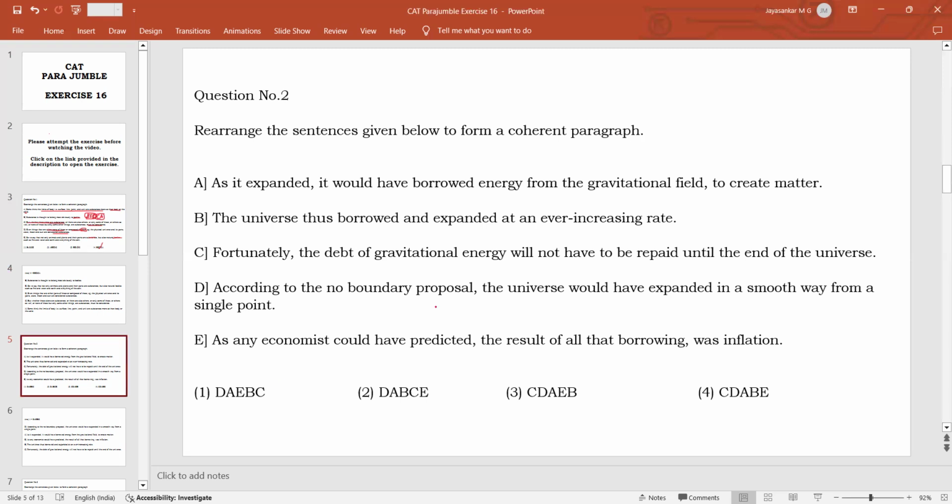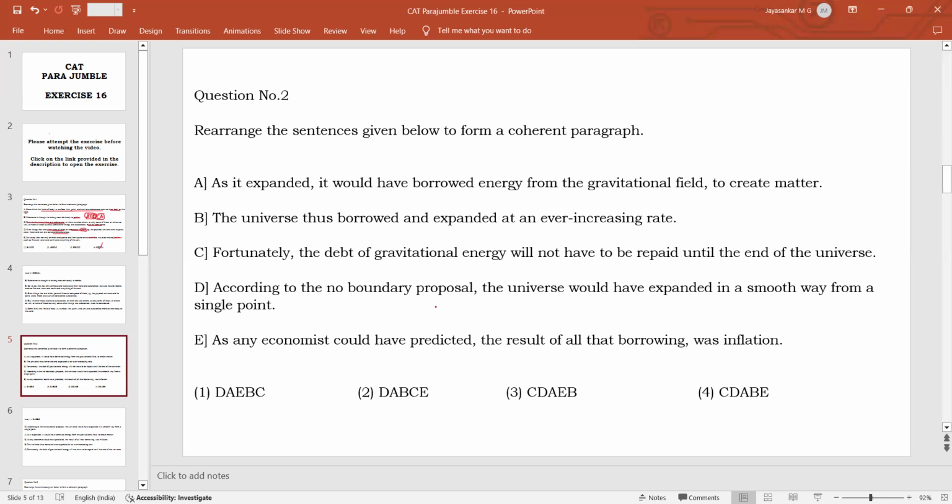So the next question is talking about the expansion of the universe. It is talking about a theory where the universe first started from a single point and started expanding. When it expanded, it started borrowing energy from the gravitational field to create matter. And this continuous borrowal led to widespread expansion. But what happens when any borrowal is happening? You have to repay it.